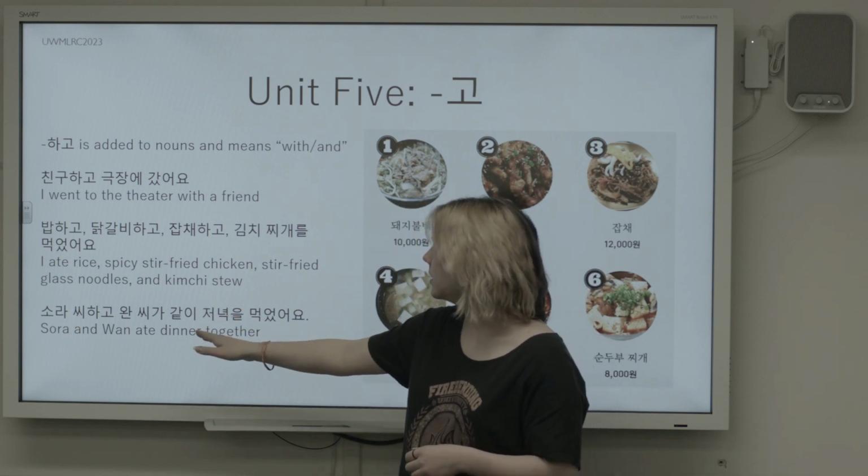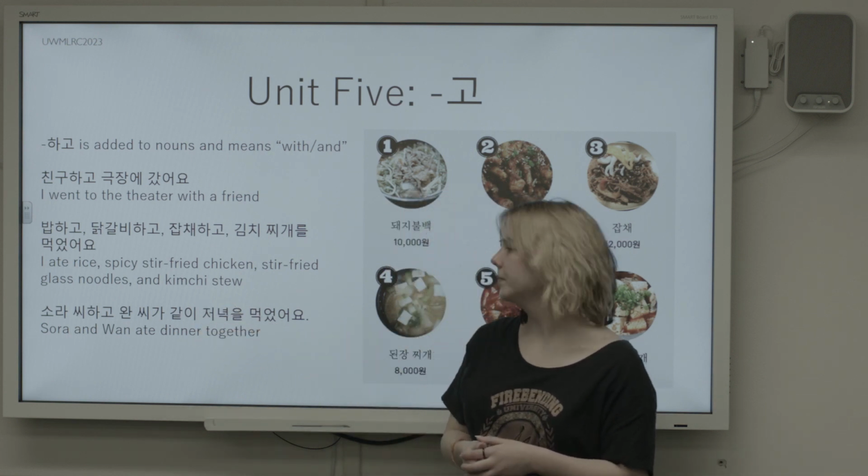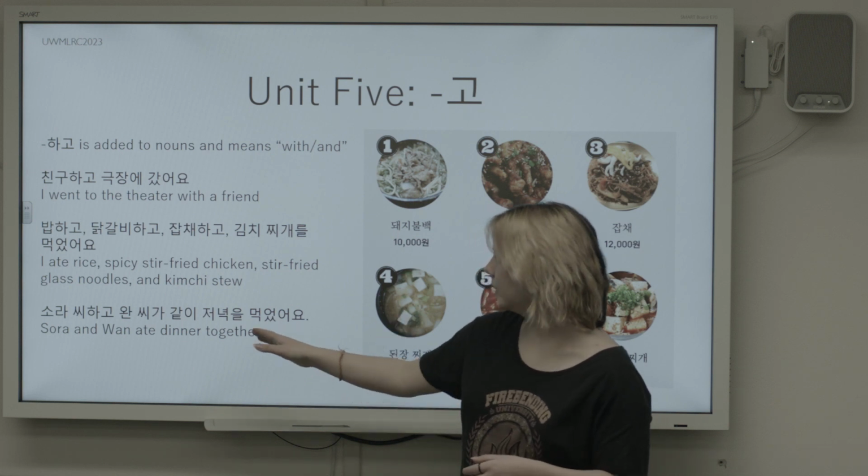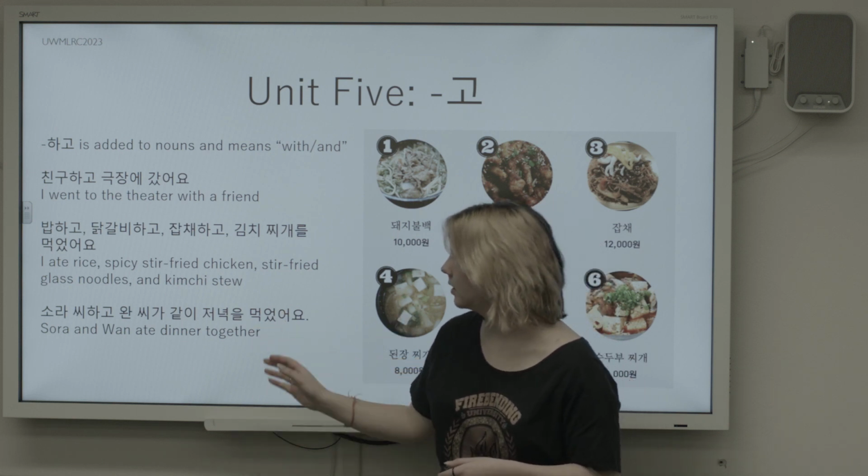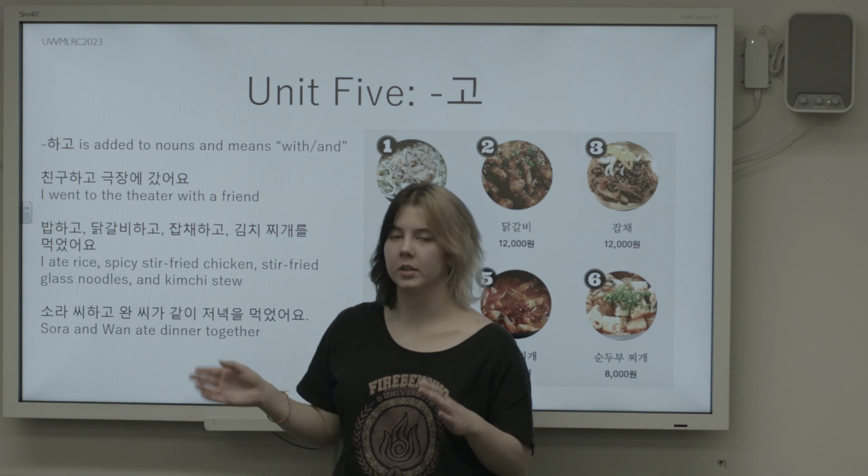소라 씨하고 완 씨가 같이 저녁을 먹었어요. Sora and Wan ate dinner together. 소라 씨하고 완 씨. Sora and Wan.